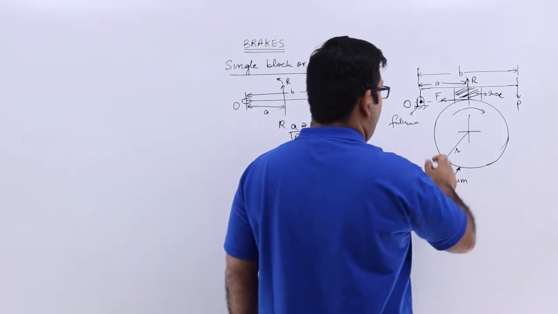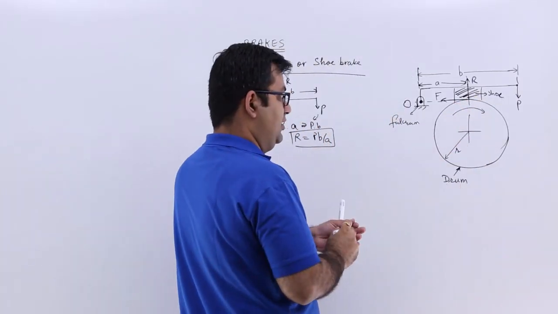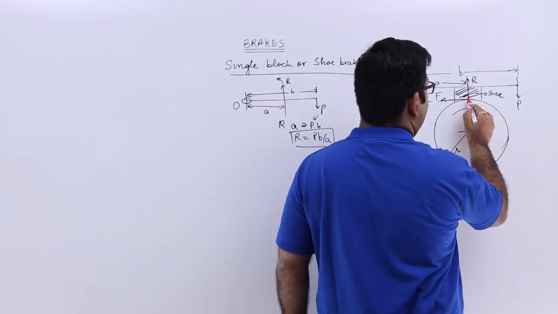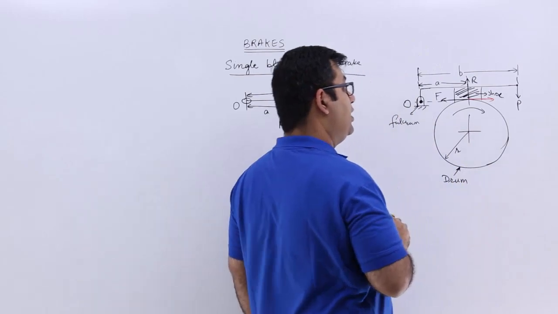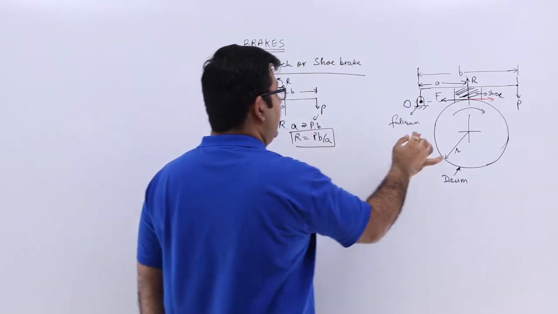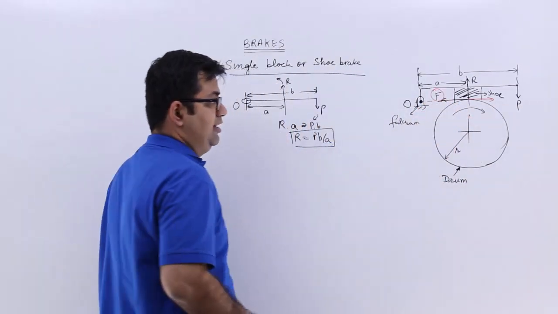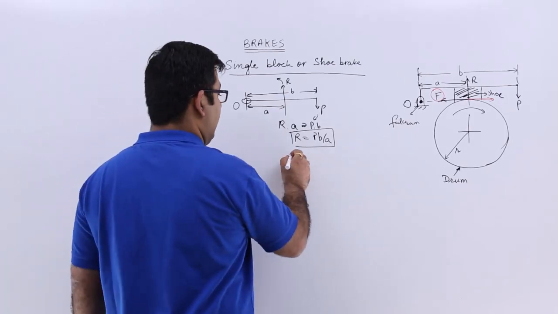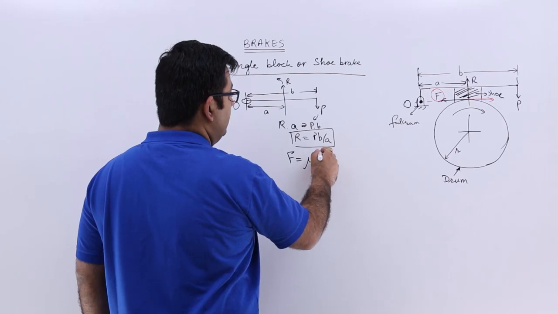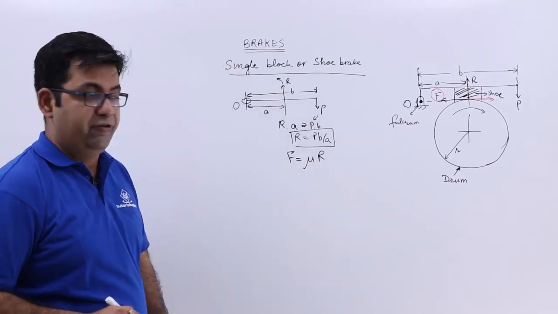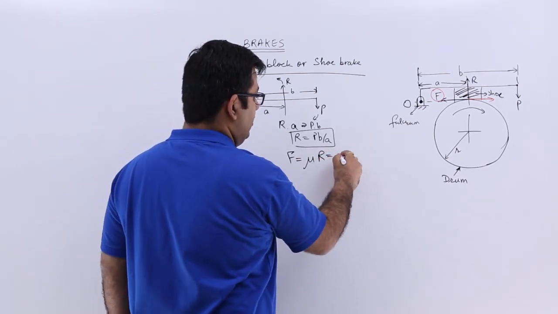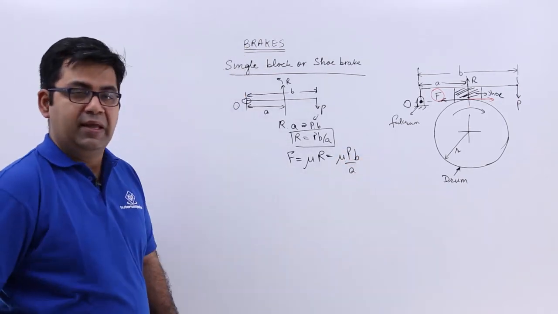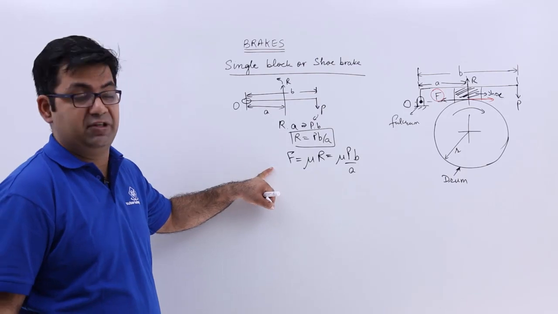Because this drum is going in a clockwise direction, the peripheral velocity is going to be in this direction, tangentially. To oppose that, you will have a frictional force in this direction. So your frictional force is capital F, which is mu into the normal reaction R. We know the value of R, so we will write down mu into P into b upon small a. That's the value of frictional force.